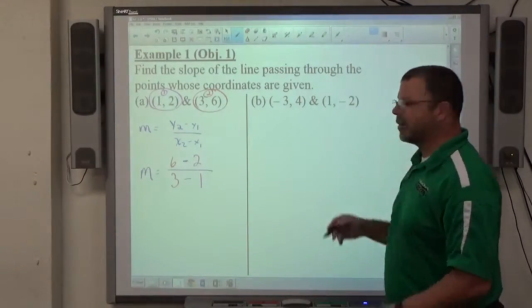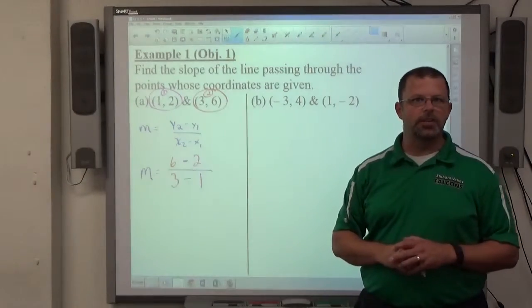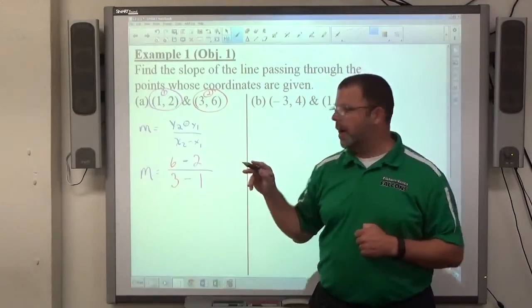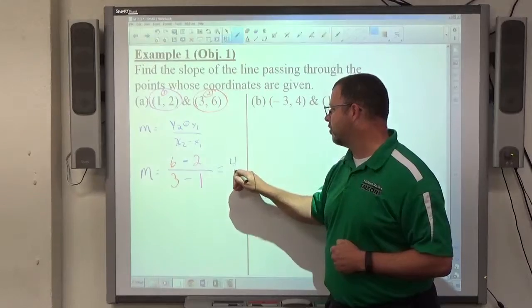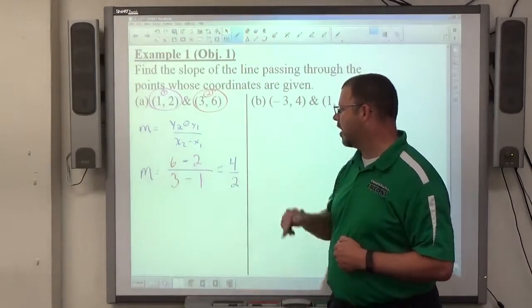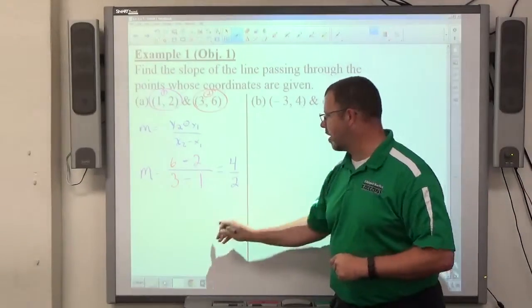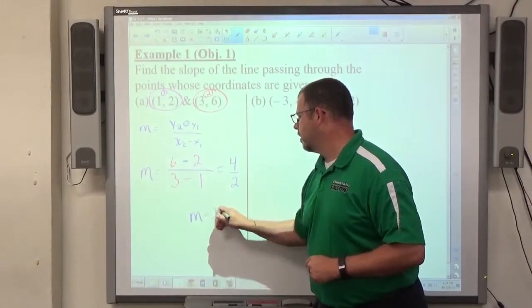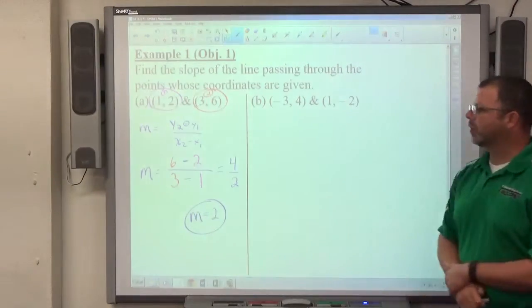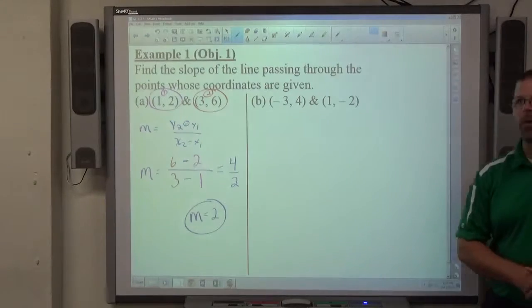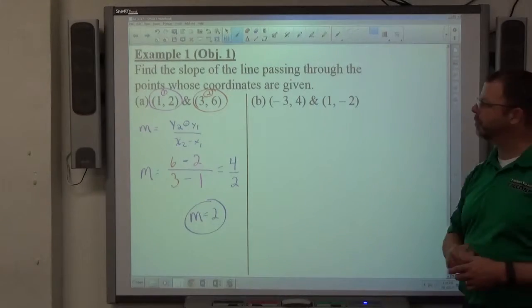And then what we're looking at is either addition or subtraction based on signs. Again, the formula says minus. These signs tell you whether you should add or subtract. 6 and 2 are opposite signs, we subtract. 3 and 1 are opposite signs, we subtract. In both cases, the bigger number is positive, so they're both positive results. 4 divided by 2 is 2. So the slope of the line passing through (1, 2) and (3, 6) is 2. If it comes out as a whole number, go ahead and leave it as a whole number. Over 1 is not required. It doesn't have to look like a fraction.